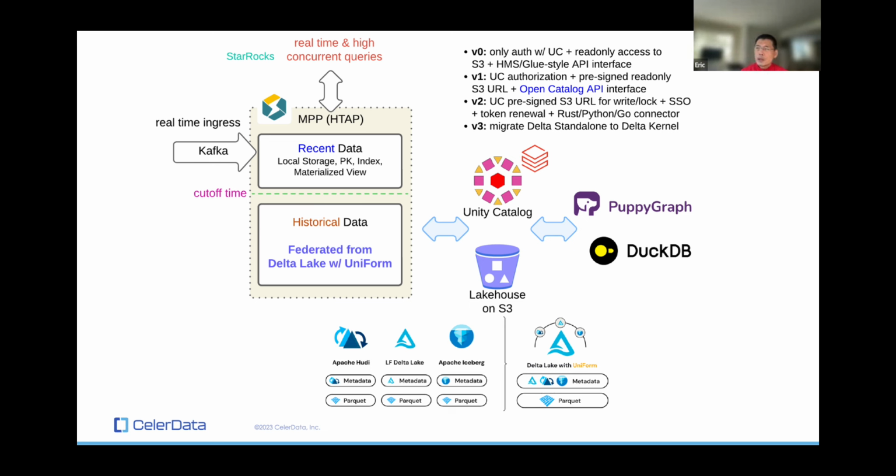PuppyGraph is a very interesting graph query engine. It doesn't require us to load or ETL any of the data into a specialized or proprietary database storage layer for graph. They can simply query everything on your data lake, no matter if it's Delta, Iceberg, or just pure Parquet files.